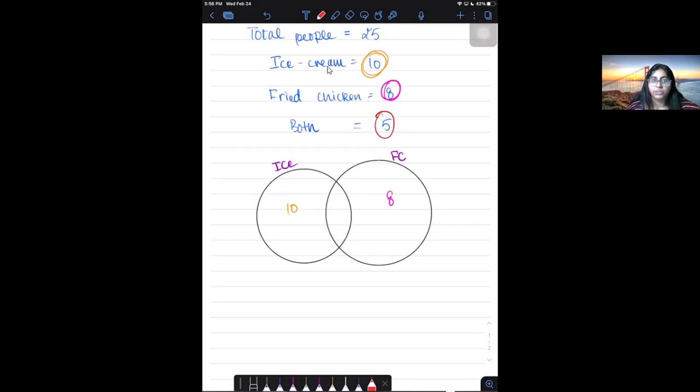Any ideas? Where should this 5 go? In the middle. Perfect. Thank you. Thank you, guys. So here.